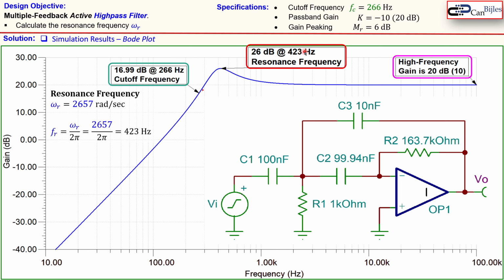How can we prove that this is indeed correct? Because we have calculated that. That was the resonant frequency, omega r, in the radians per second. If you divide it by 2 pi, you get here 423 Hertz, which is as we have it in the simulation. So we have checked our calculations also with this resonant frequency. Alright, that was our example considering the multiple feedback active high pass filter design.